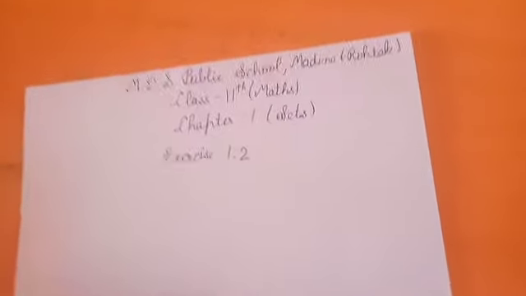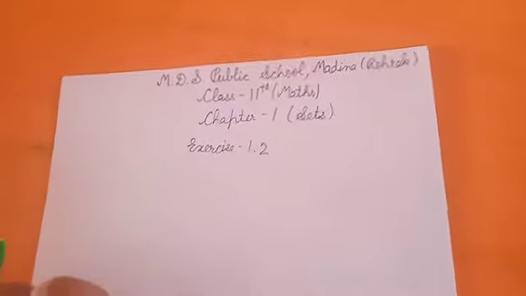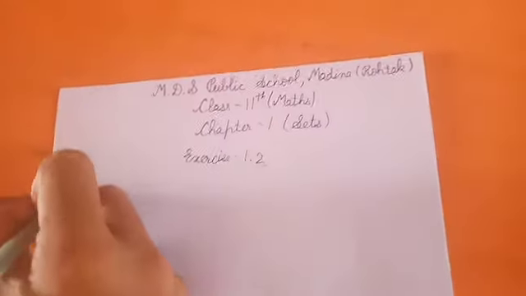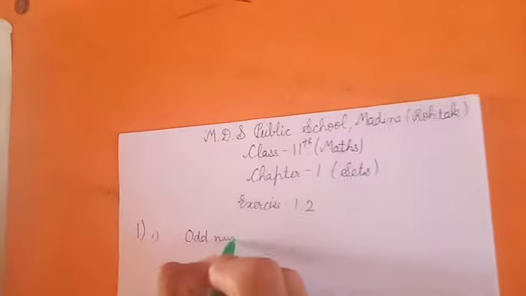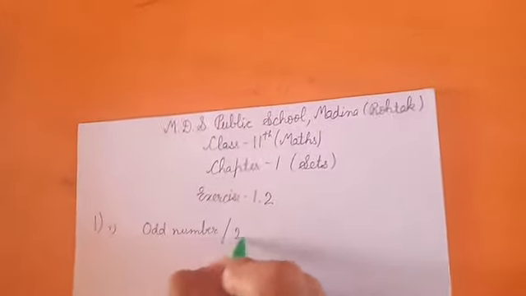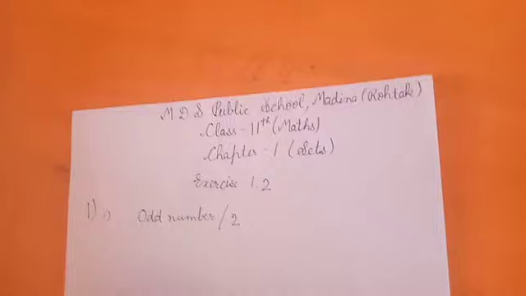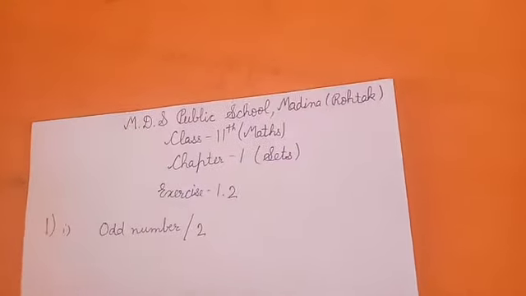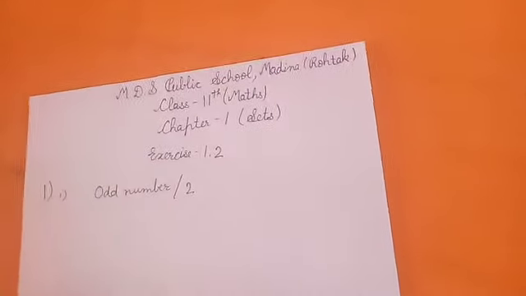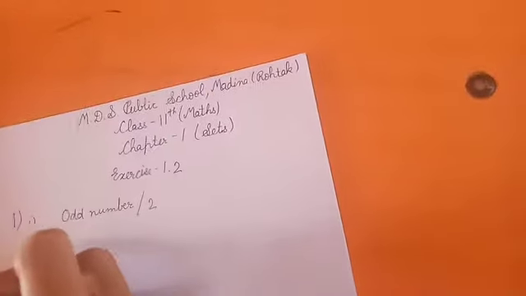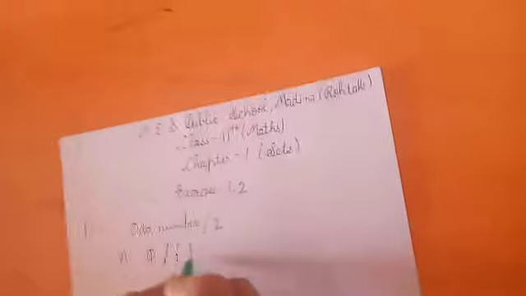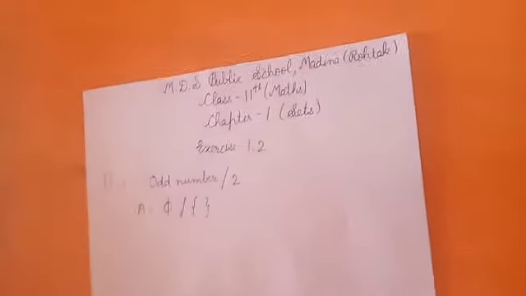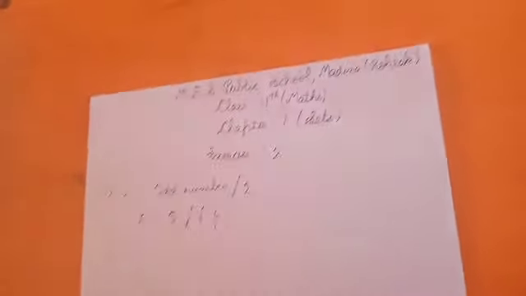First is set of odd natural numbers divisible by 2. First question, first part: odd numbers that are divisible by 2. You have to form a set like that. But we know that no odd number is divisible by 2. So what we can say, our set A is φ, or we can write it as { }. That means it is an empty set. Okay.